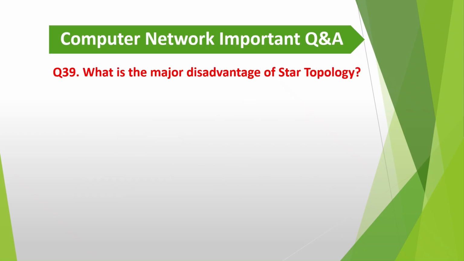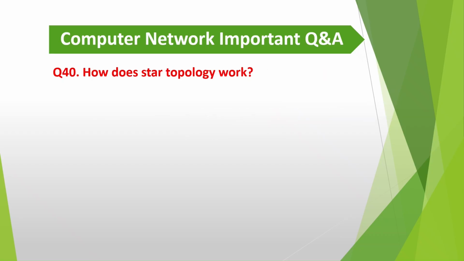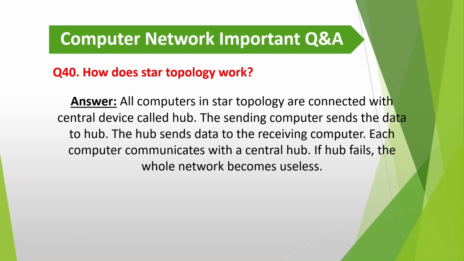Question 39. What is the major disadvantage of star topology? Answer. One major disadvantage of star topology is that once the central hub or switch gets damaged, the entire network becomes unusable. Question 40. How does star topology work? Answer. All computers in star topology are connected with a central device called hub. The sending computer sends the data to the hub. The hub sends data to the receiving computer. Each computer communicates with a central hub. If the hub fails, the whole network becomes useless.